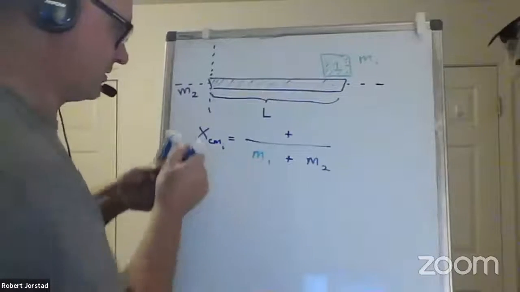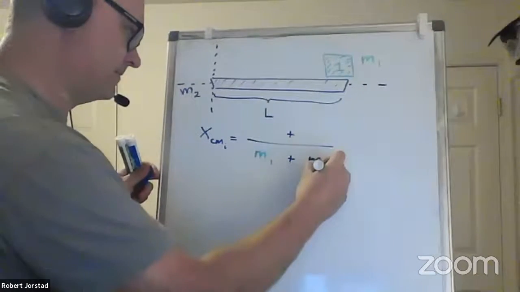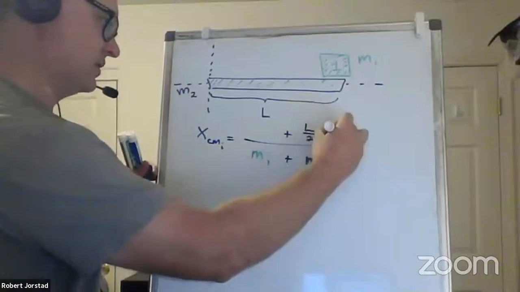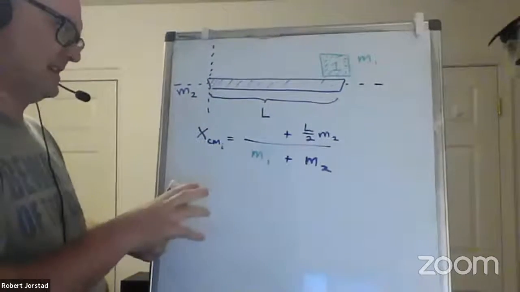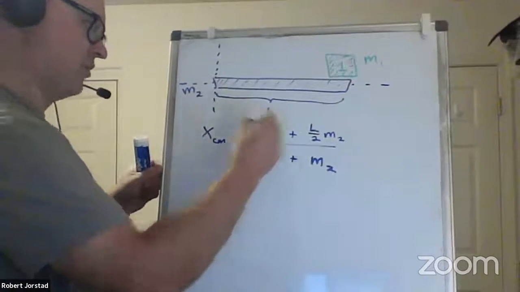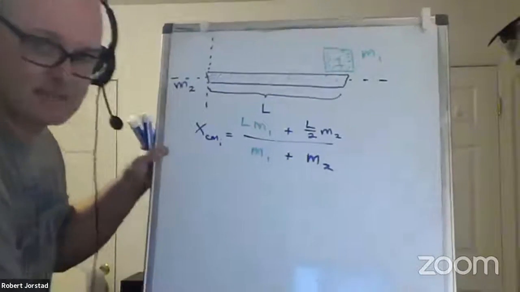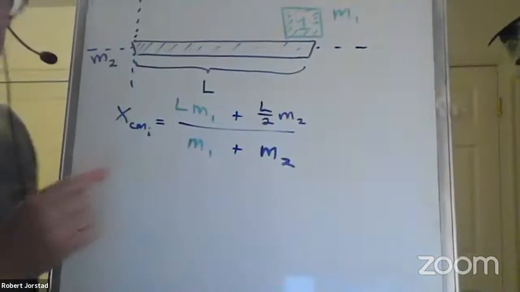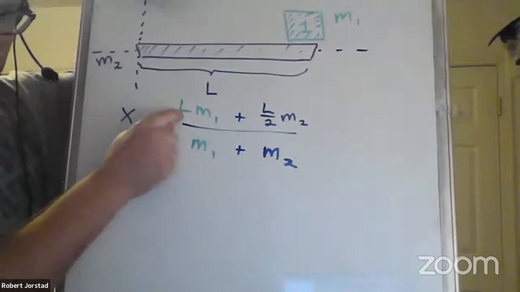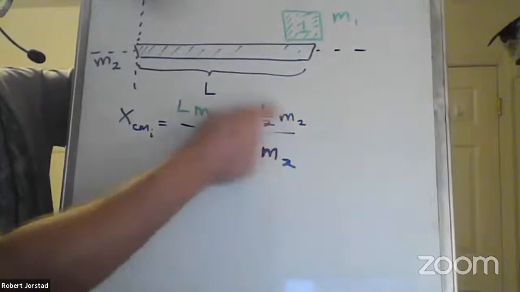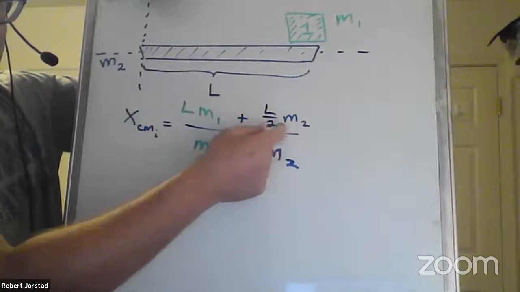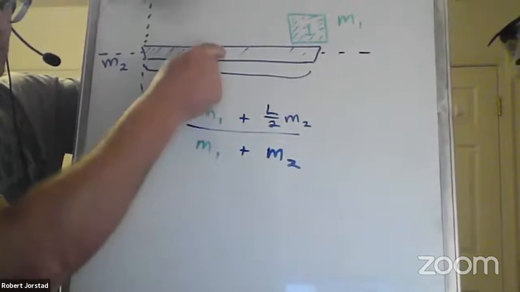And then on the top, the position of... oops, that's supposed to be purple. So I've got L over 2 times M2 plus L times M1. First, let's see if that makes sense to you. The idea here is the zombie's all the way over here at L, so its X position is L times M1. The canoe's center of mass is probably right in the middle, so that's L over 2.